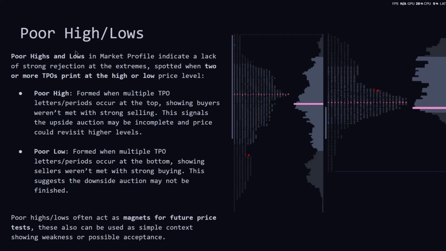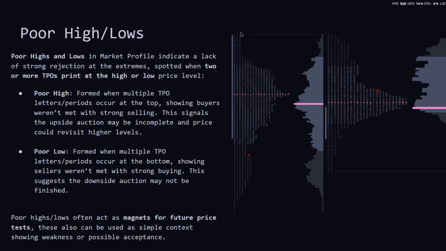So poor highs and lows in the market profile indicate a lack of strong rejection at the extremes, spotted when two or more TPOs printed at the high or low price level. A poor high forms when multiple TPO letters slash periods occurred at the top, showing buyers weren't met with strong selling. This signals the upside auction may be incomplete and price could revisit higher levels. Try not to mistake this for an unfinished auction.